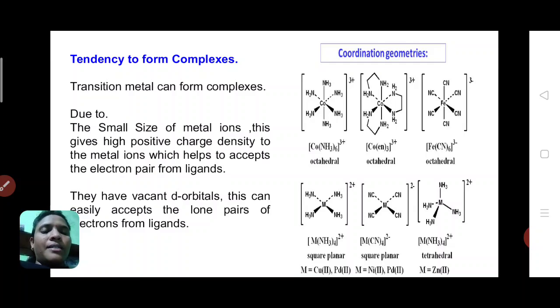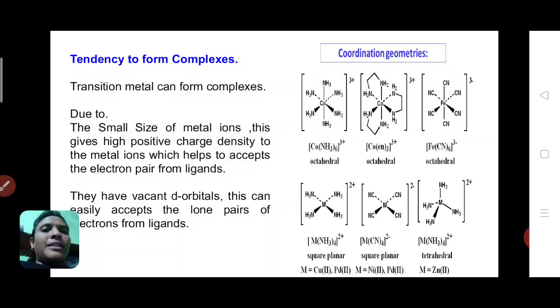Catalytic properties means a transition element has the property to speed up a reaction. So in many important processes these d block elements are useful for increasing the speed of reaction. In the Wacker process, PdCl2, that is palladium, a transition element, is useful for speeding up the reaction. Then iron is useful in the Haber-Bosch process, that is the preparation of ammonia.